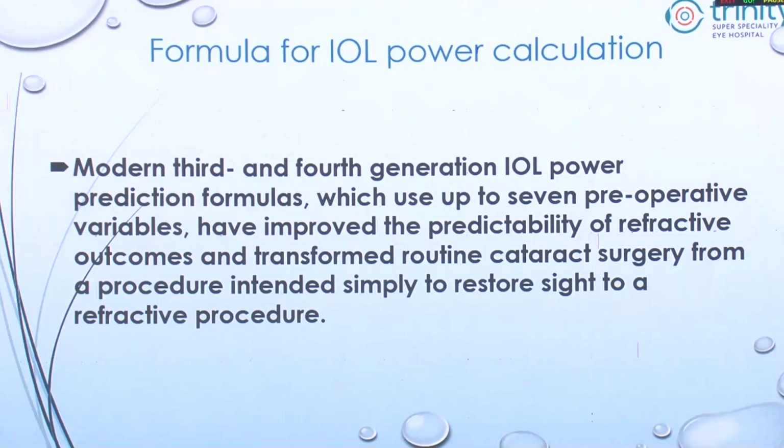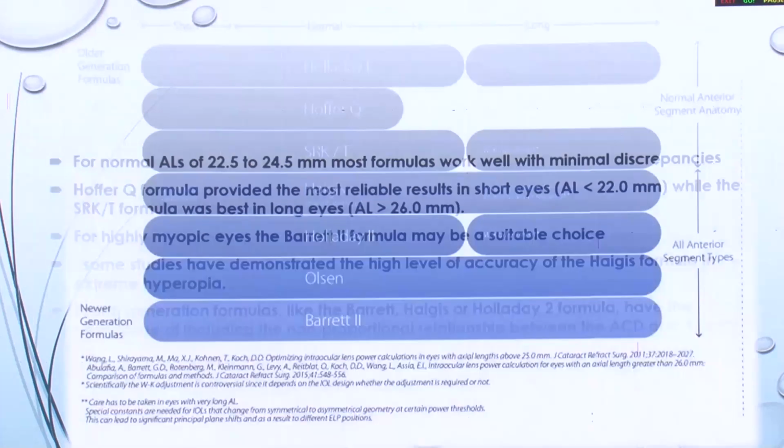So modern third and fourth generation IOL prediction formulas, which use up to 7 pre-operative variables, have improved the predictability of refractive outcome and transformed routine cataract surgery from a procedure intended to simply restore sight to a refractive procedure. So now we tell the patient, even if you have high power, you can do cataract surgery and get rid of glasses.